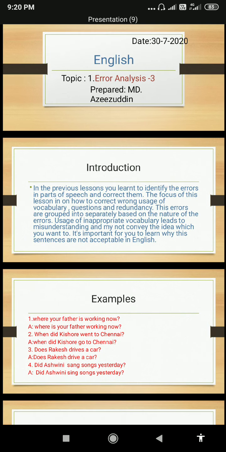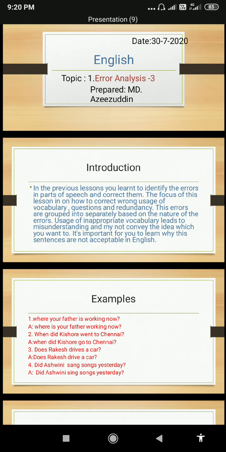In error analysis 2, what we discussed was that most of the students commit mistakes in using parts of speech. They commit some mistakes in adjectives and adverbs, prepositions, and conjunctions. So based on that also you had good practice on it.